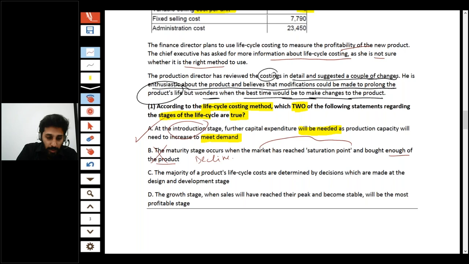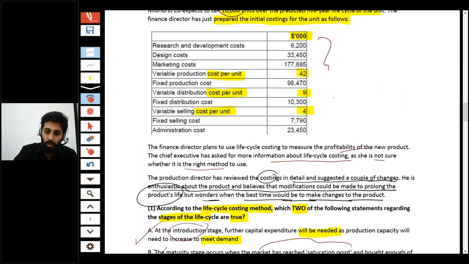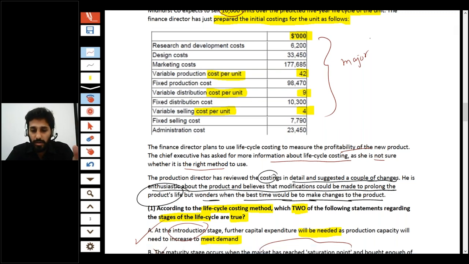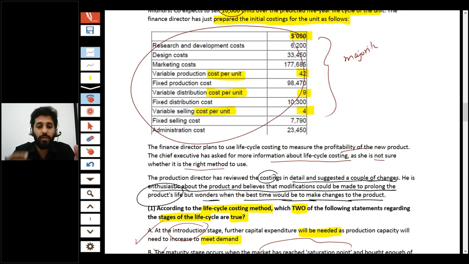Number three, the majority of the product life cycle costs can be estimated at the design stage. According to the analysis, 70 to 90% of the cost can be estimated in the design stage, right? So these are the majority of the costs.